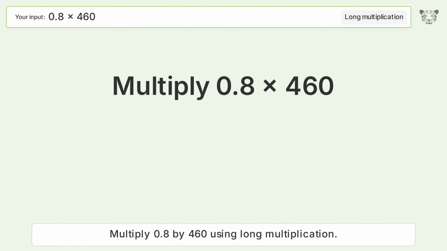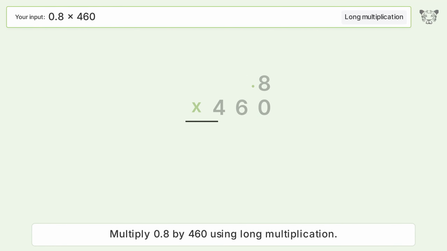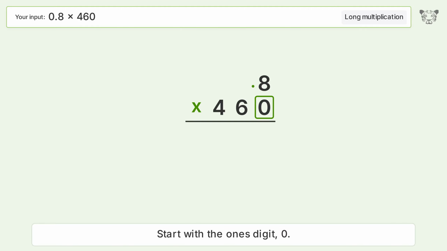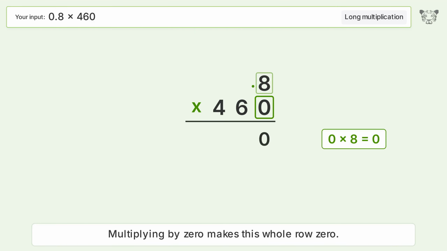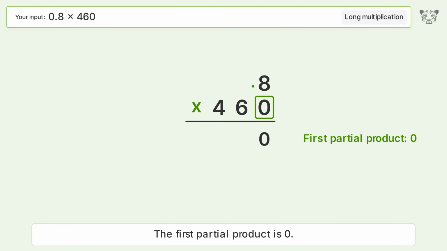Multiply 0.8 by 460 using long multiplication. Start with the ones digit, 0. Multiplying by 0 makes this whole row 0. The first partial product is 0.